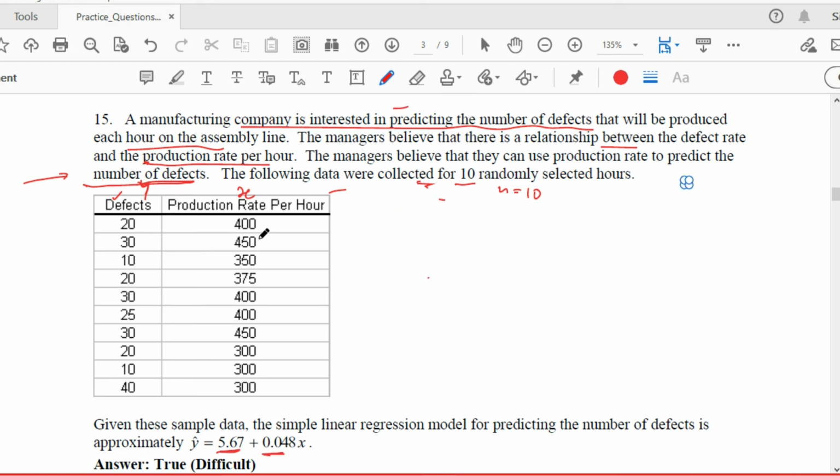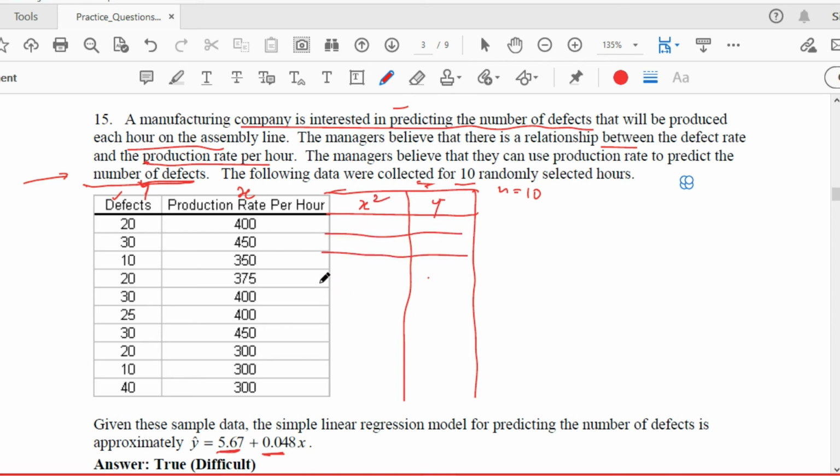So as we know, this is our Y, this is X. For regression we need two more columns, two columns only. We need one column called X square and another column we call XY. And then slowly you calculate all these values.